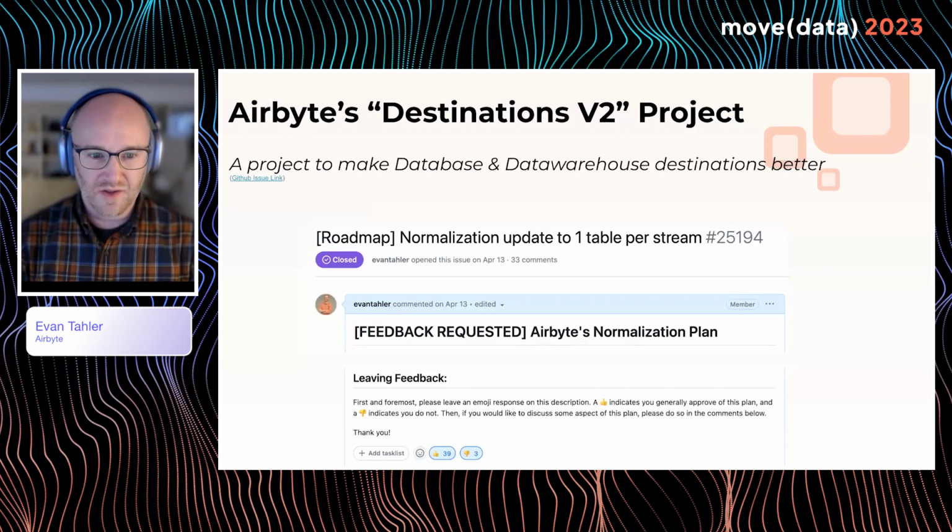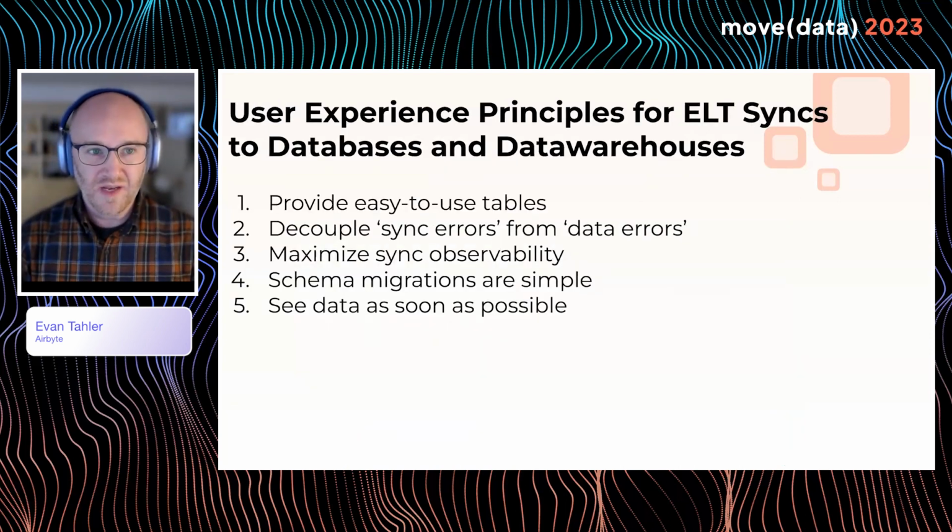We reached out to our community with our plan. You can see here, we had a GitHub issue. We also had a Slack issue describing what we were going to do. And the community was really excited about it. They were feeling these pain points and liked our change. So through talking to our community members, we came up with 5 main principles for our ELT syncs.